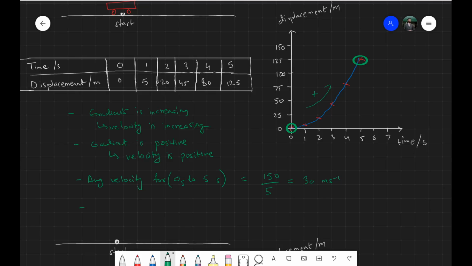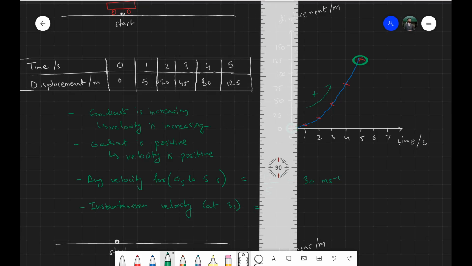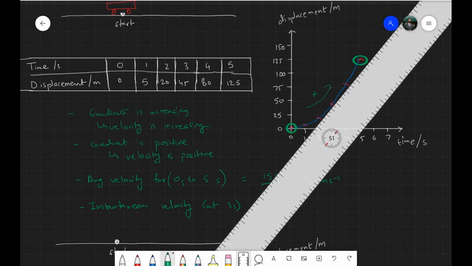What I can find out as well from this graph is the instantaneous velocity, which, if you remember, is the velocity or the speed at any given moment. Let's say I could ask you, what is the velocity at 3 seconds? How fast is the car going at that time? Now the speed of the car is always increasing, the velocity is always increasing.